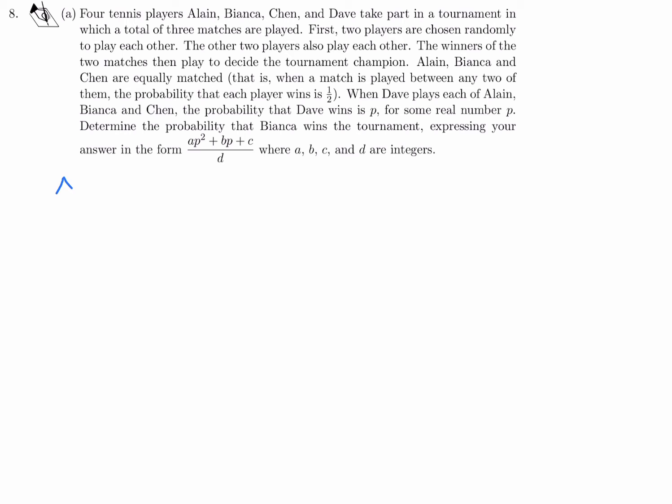There are 4 players, A, B, C, and D. And the number of ways that I can get 2 from 4 is 4 choose 2. And that is, of course, 6. So we can just write them out. AB, AC, AD, or BC, BD, and finally CD.